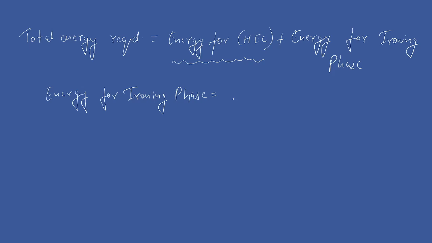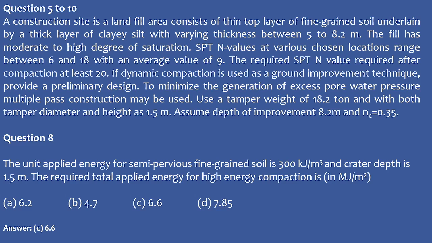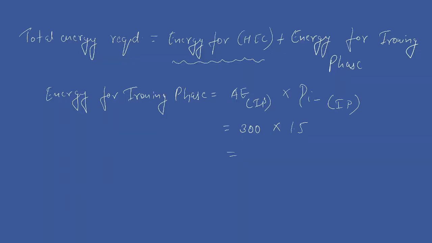is basically the depth of improvement corresponding to the ironing phase times the applied energy of the ironing phase. The applied energy of the ironing phase is 300 kilojoule per meter cube. Depth of improvement is 1.5. So from here we get 450 kilojoule per meter cube, or the ironing phase is per meter square.